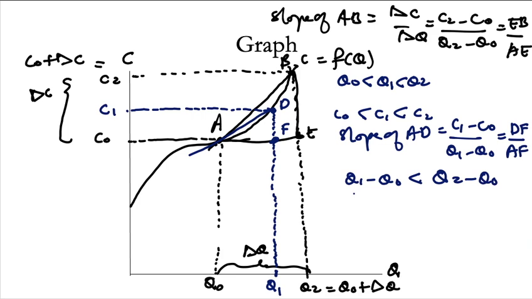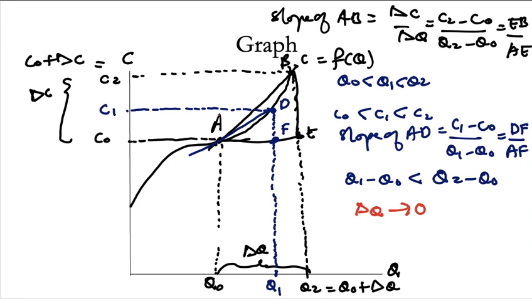Next, what if we try to reduce the increment in output even smaller? I mean the change in output even smaller than Q1 minus Q0. In this case, let's say I use a different pen, I use the red pen. Now that means we are talking about the increment in output being smaller and smaller and approaching zero. The change in output approaches zero.